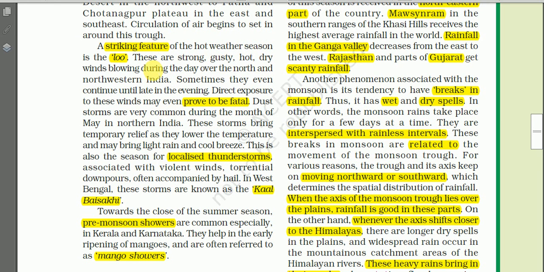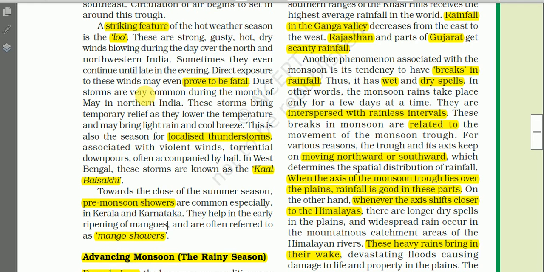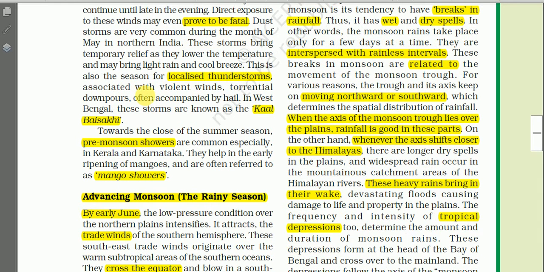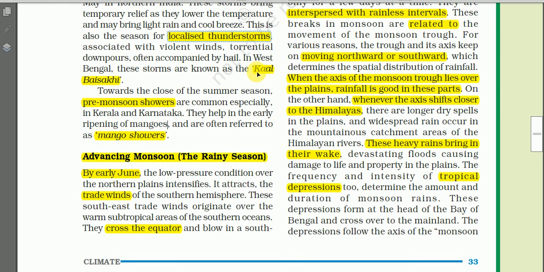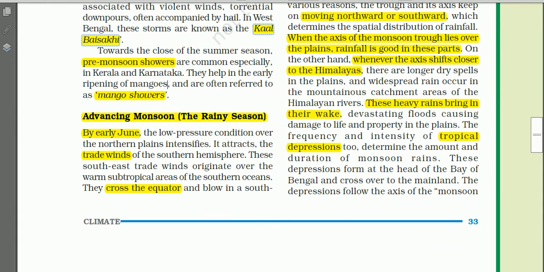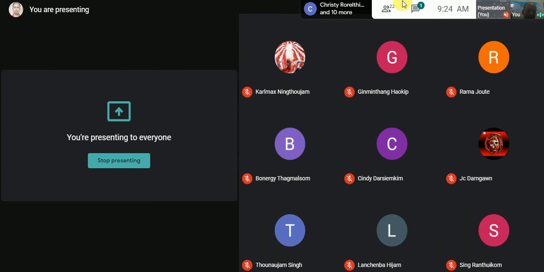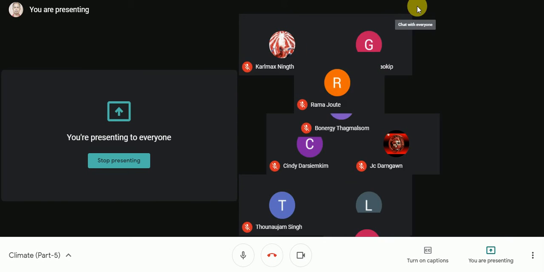Lu is also blowing in the northwestern part of India, and this is very dangerous. Exposure to this wind proved to be fatal. Then we may observe localized thunderstorms in the northern part as well as in northeastern India. In West Bengal, these localized thunderstorms are known as Kal Baisakhi. If you don't have any other question, then let me take up another season.